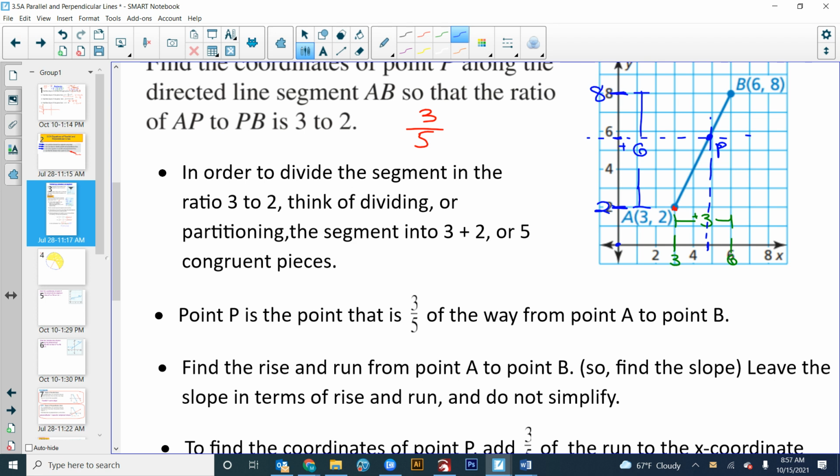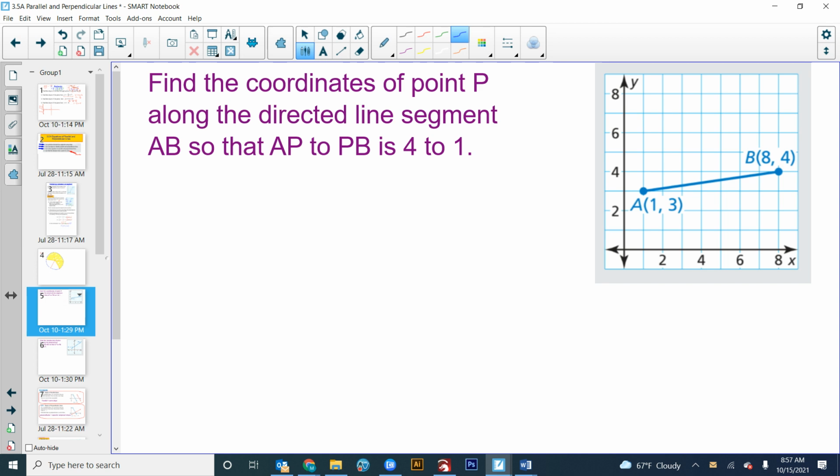Okay. This is a lot easier to do graphically. If you're just given 2 points and asked to find 3/5 of the way from A to B, graph it. Don't try to do it without a graph. You're just asking for a mistake to happen. All right. Let's do this one.